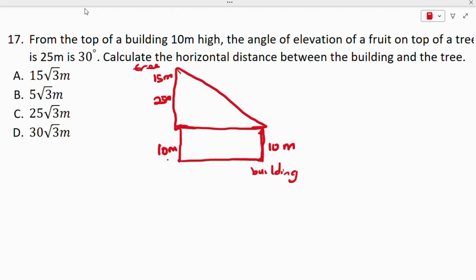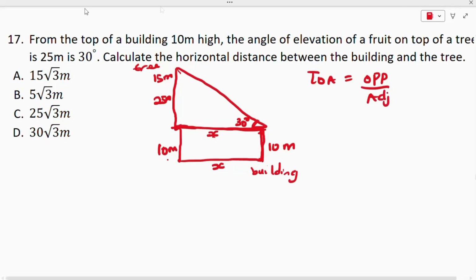Okay, and it is 30 degree. That is to say the angle here is 30 degree. So we have to calculate the horizontal distance between the building and the tree. This is the horizontal distance between the building and the tree. So this is x, and if here is x, this implies that this is also x. So we have to calculate x, which is the horizontal distance. And from here, applying SOHCAHTOA, we have that TOA is equal to opposite over adjacent. So from here we have the opposite to be 15 meter and the adjacent to be x. So we have tan theta is equal to opposite, which is 15, divided by adjacent, which is x.